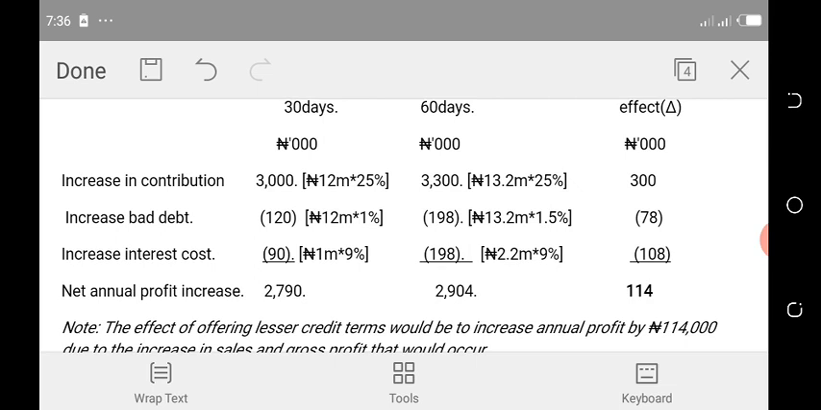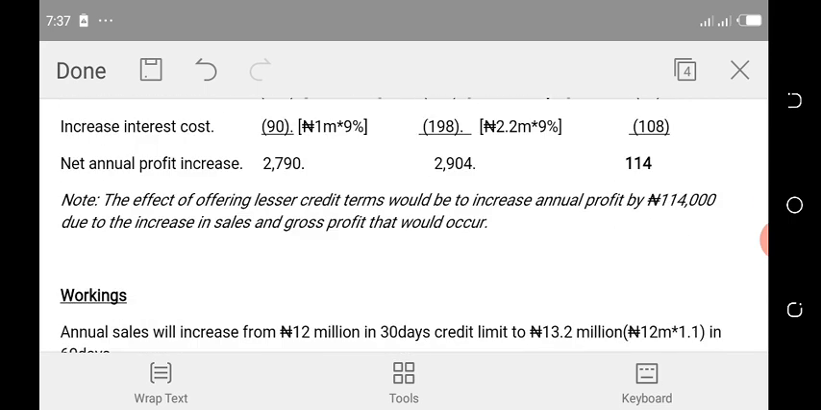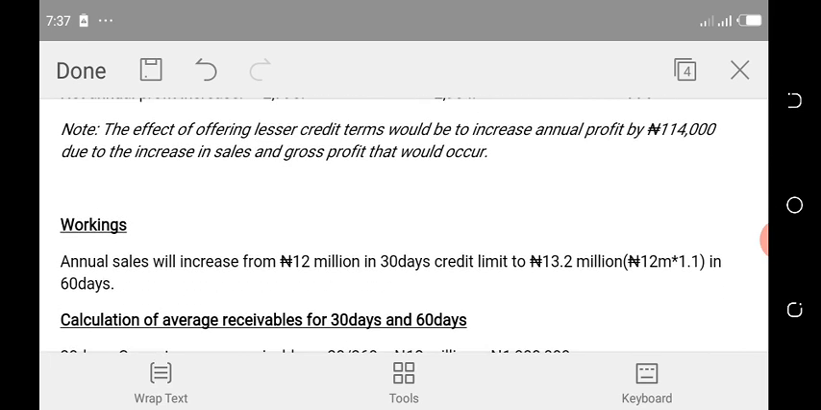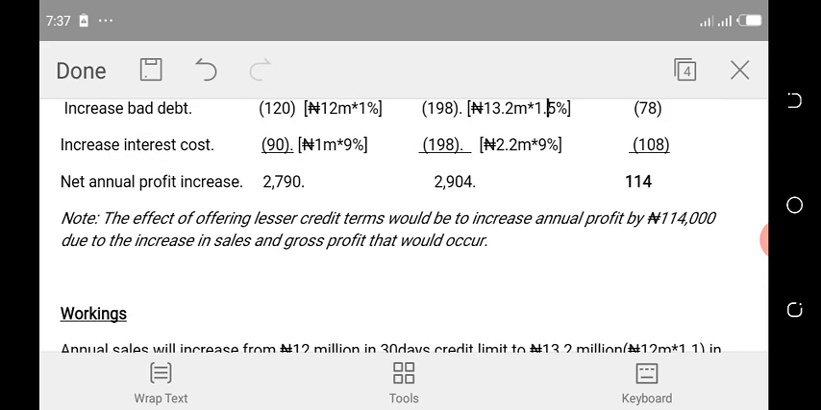So the profit increases from 2,790,000 to 2,904,000. So the net increase in profit is 114,000. So the effect is that the profit increases by 114,000 due to increase in sales and gross profits that would occur. So with this, we've solved illustration 1.